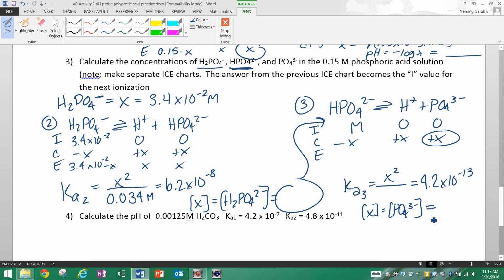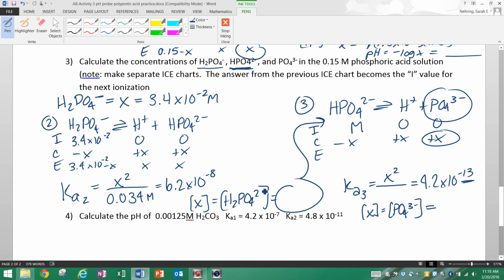So you can go through all these steps and figure out the concentrations of all your ions. You should find them getting successively smaller, right? I would expect my concentration of phosphate ion to be very small because this Ka value is very small, and it should be smaller than this value, which will be smaller than our initial value of H2PO4 minus.